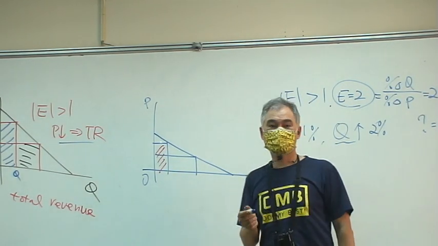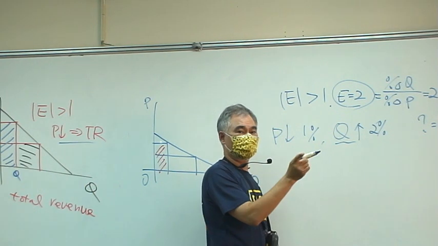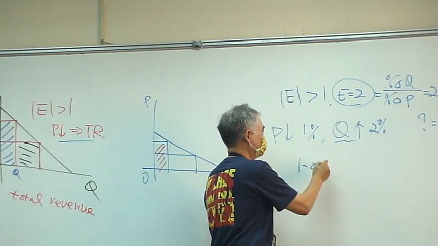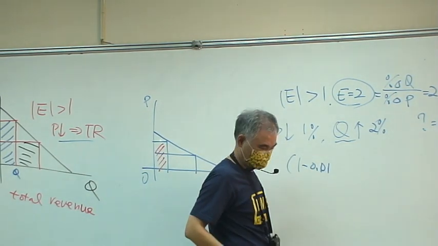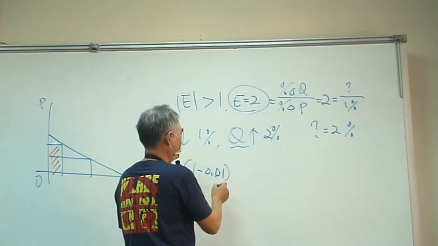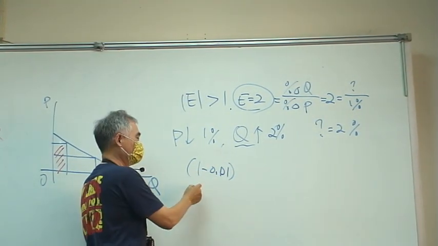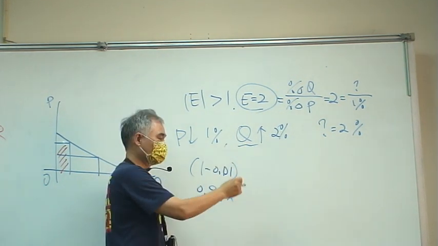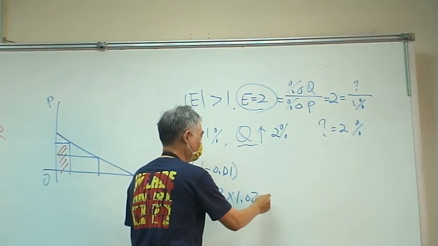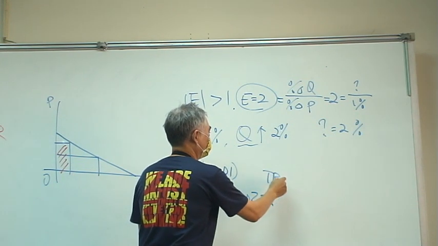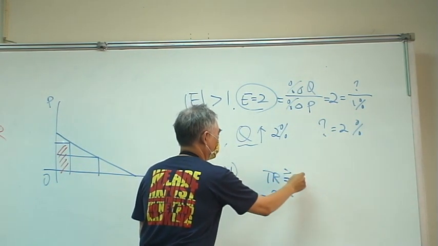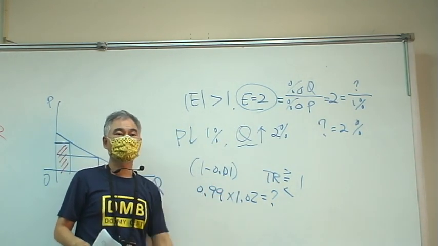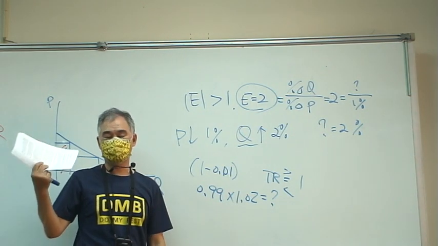Get it? So what happened to the total revenue? Price goes down by 1%, so that will be 0.99, right? And the quantity increased by 2%, so that's 1.02, right? So is the total revenue greater than, equal to, or less than 1? The total revenue will be greater than 1. Get it? We will talk about this next week.